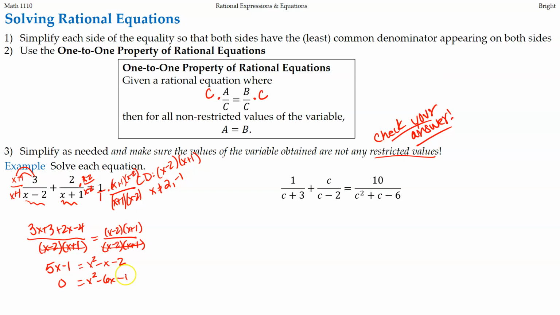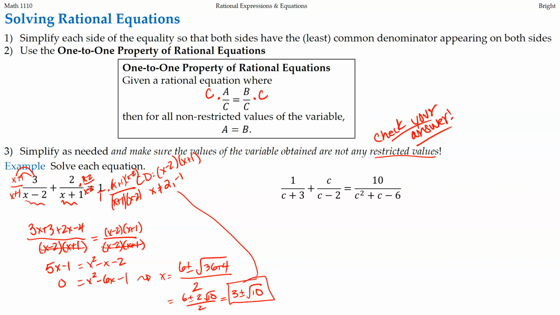So let's see, does that factor? Well, not the last time I checked. So instead, what do we have to do? Our favorite friend, x equals opposite b, the quadratic formula. So 6 plus or minus the square root of 36 plus 4, all over 2. So I end up with 6 plus or minus 2 root 10 over 2, or equivalently 3 plus or minus the square root of 10. Certainly these are not the same as our restricted values, so I'm going to say that those are going to be our answers.